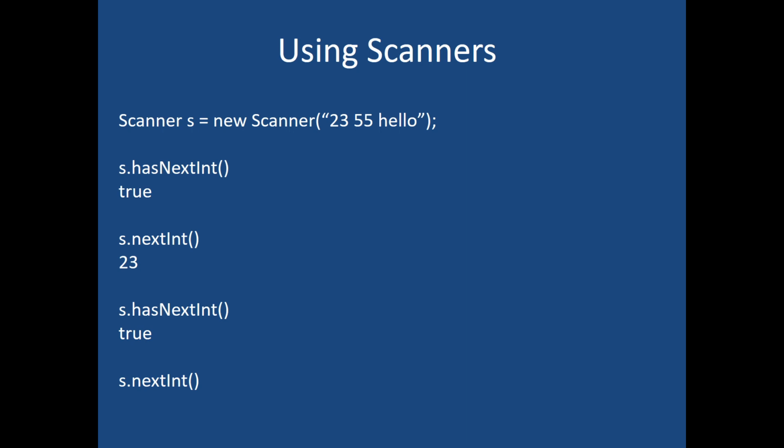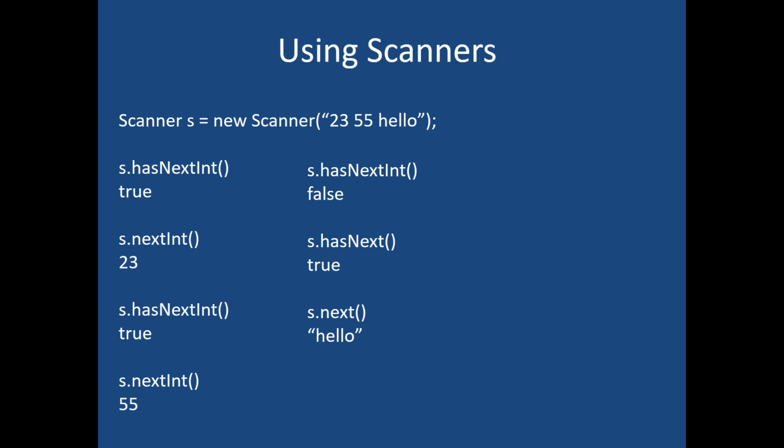And if you asked for it, you get 55. Now, what if you ask, does it have a next int? False, because the next thing coming up is hello. You can just ask, does it have a next token at all? And the answer is true, because there is still a token in there, it's hello. To get it out, you say s.next, and it just gives you back a string hello. So scanners are good for pulling strings apart into pieces.